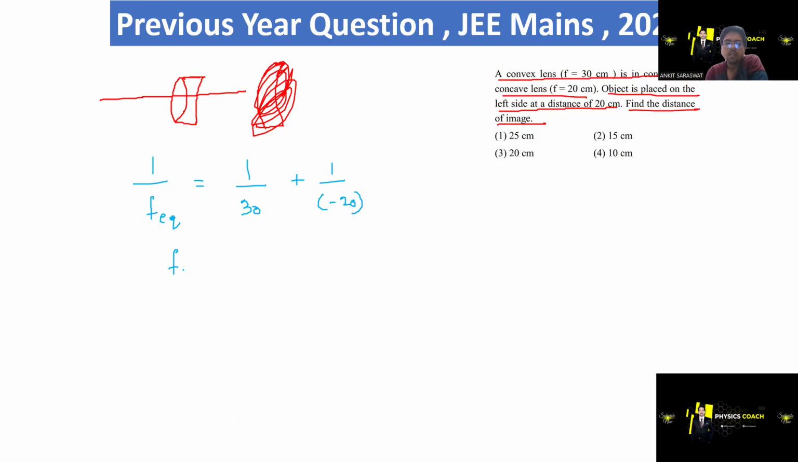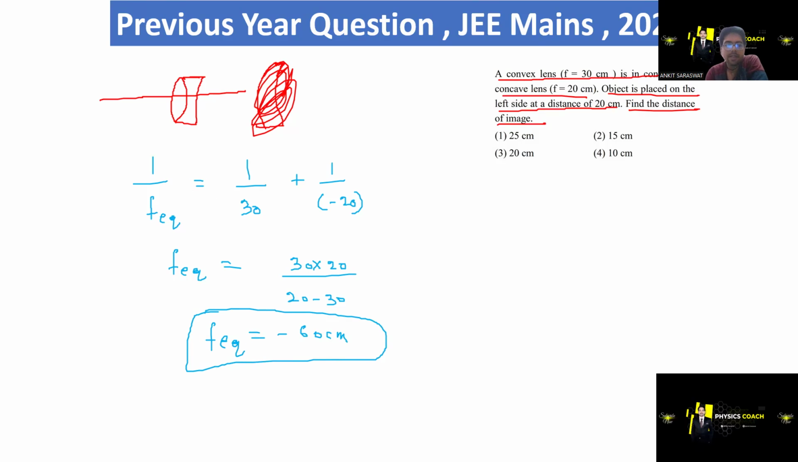So equivalent focal length comes out to be 30 multiplied 20, 20 minus 30. So it comes out to be minus 60. This is the focal length of equivalent lens. It is negative. Negative means which type of lens is this? This is concave lens. Okay. Concave lens.